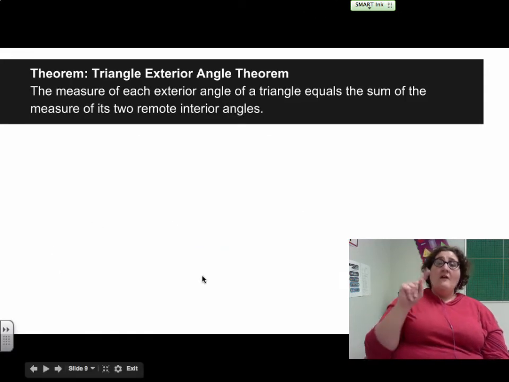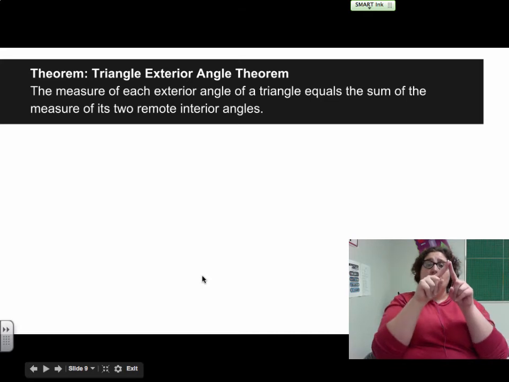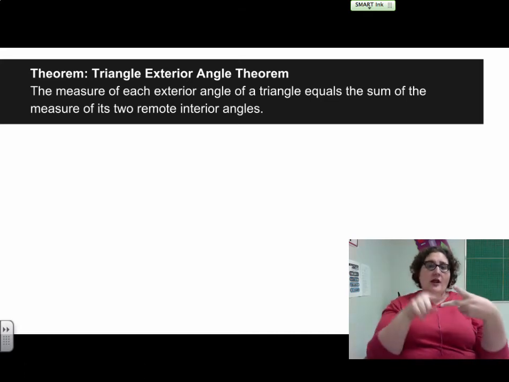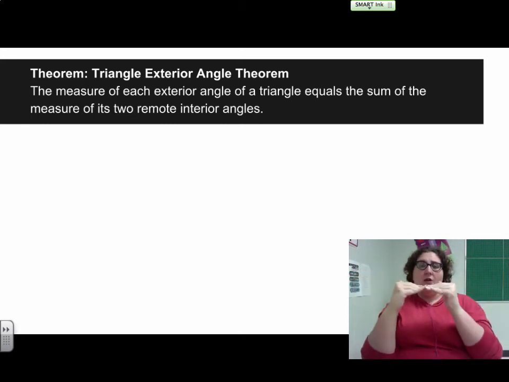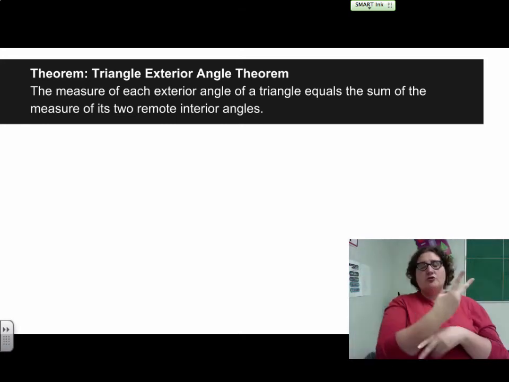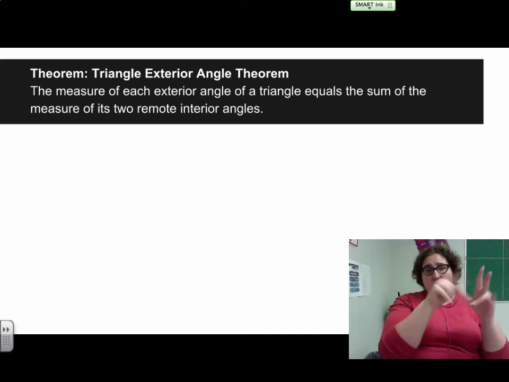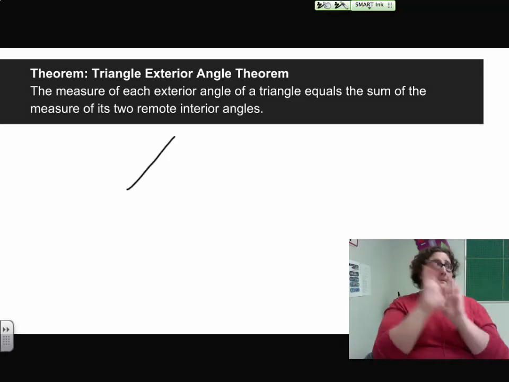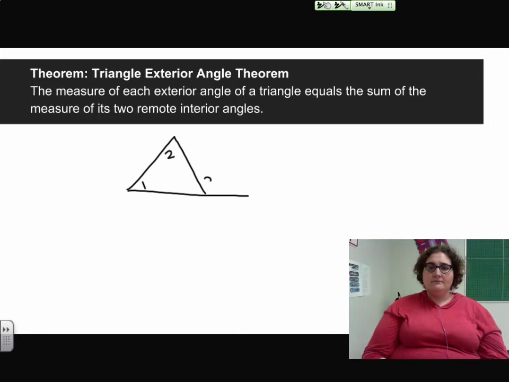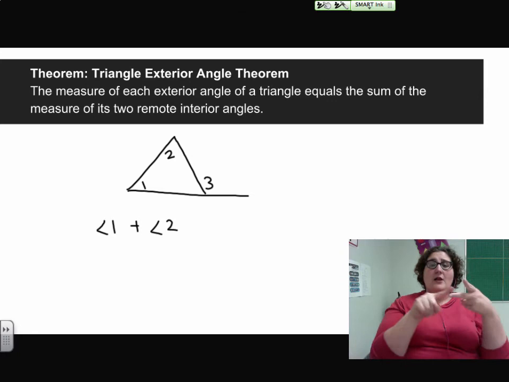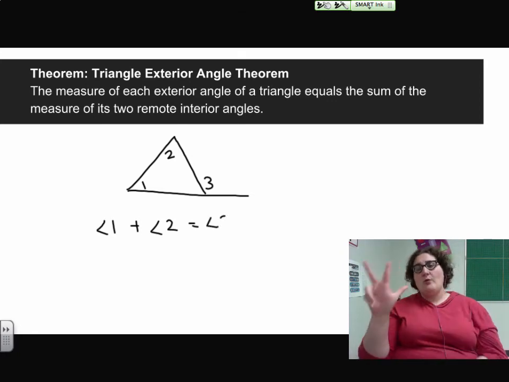Okay, our first theorem, the triangle exterior angle theorem, says the measure of each exterior angle of a triangle is equal to the sum of the measure of its two remote interior angles. So if I was going to draw a picture of this, what that means is that angle 1 plus angle 2 is equal to the measure of angle 3.